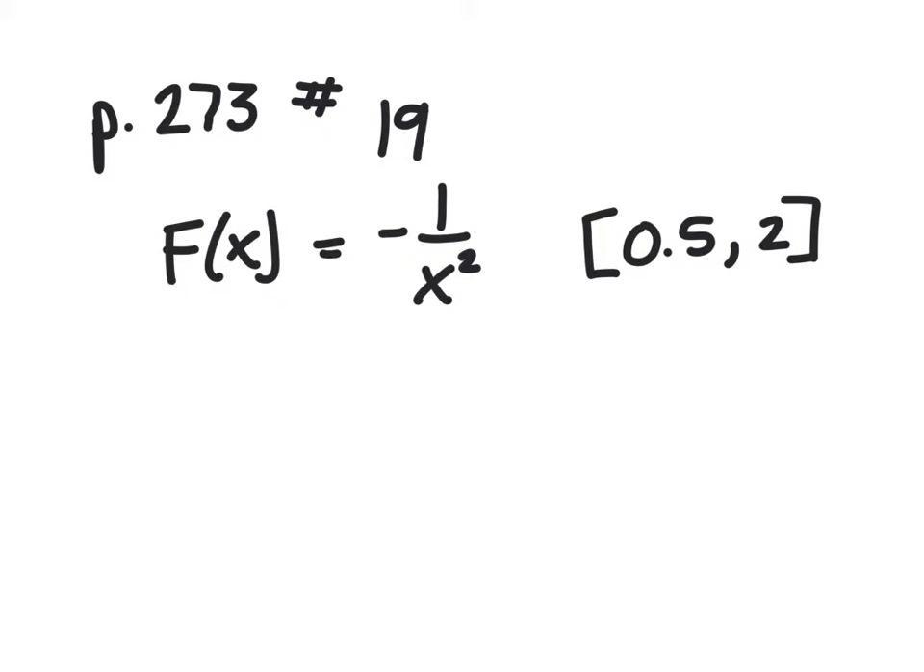I just want to run through a quick example where we use the extreme value theorem to find the absolute max and absolute min of a function, in this case capital F of x, on a closed interval. For us that's 0.5 and 2. Like I said, we're going to use the extreme value theorem.